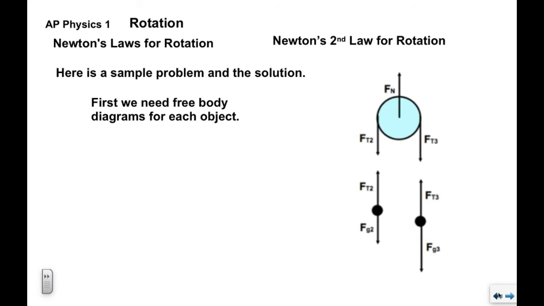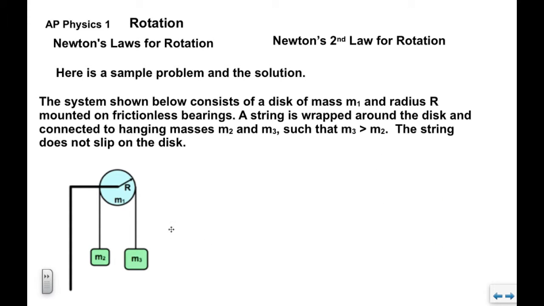So before we do the free body diagram, your common sense will tell you something about what's going to happen here. M3, because it's heavier, is going to accelerate down. M2 is going to accelerate up. And the disk will rotate in a clockwise direction.